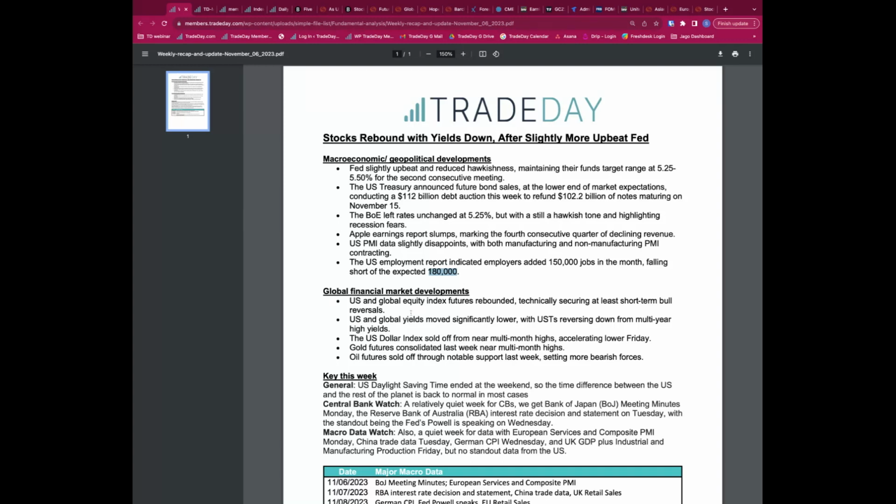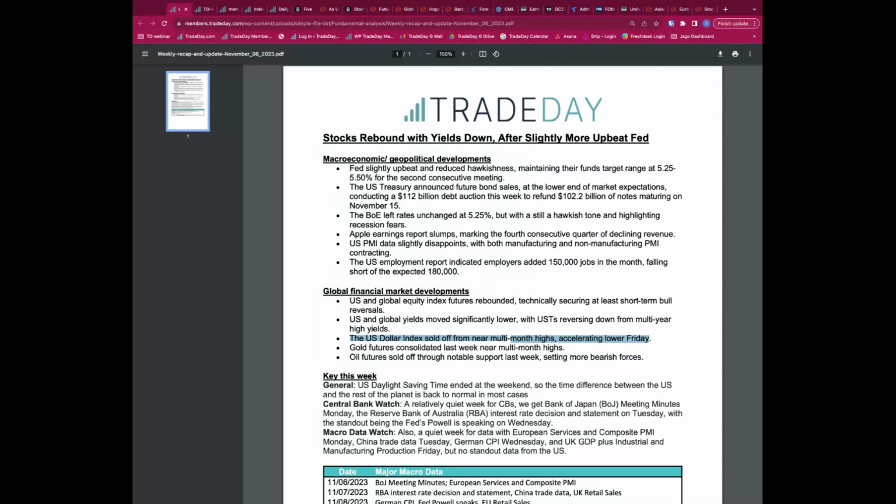So what did we see last week from the actual markets? Well, global equity futures were up pretty much right the way through the week. We've got basing patterns going, but for me, these were being driven by global yields, not only US yields, global yields moving significantly lower, with US Treasury yields reversing down from a multi-year high. So we went to higher prices, lower yields last week, and we secured bases. I'm going to look at those when we come to the charts in the chart reports that we put out every day.